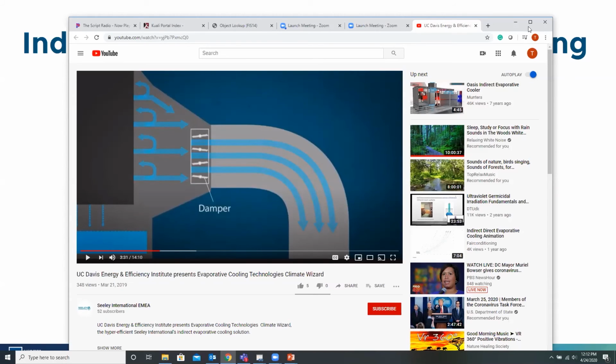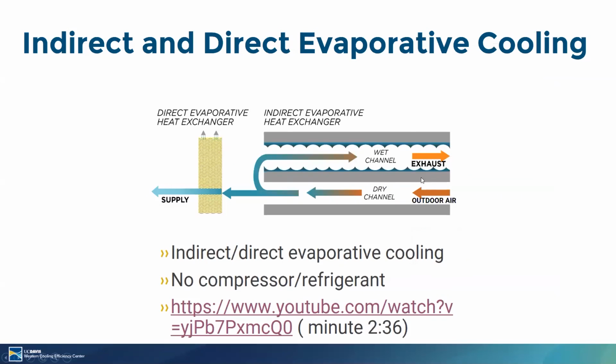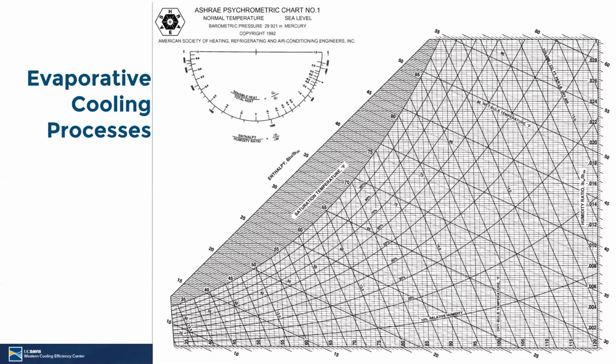Okay, so I just wanted to show that because I think that's just a great visualization of it. I just wanted to show what this looks like on a psychometric chart. Evaporative cooling processes essentially only work when you have the potential to evaporate water, so you have to have sufficiently dry air.